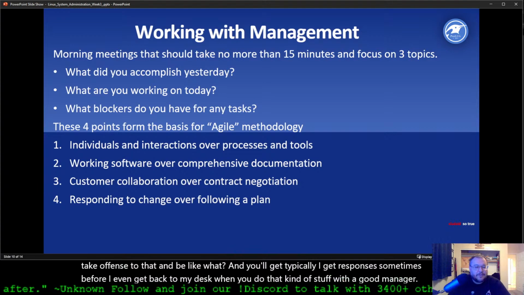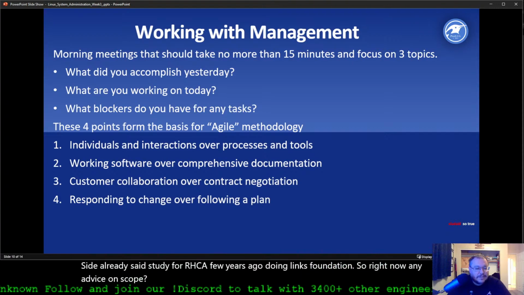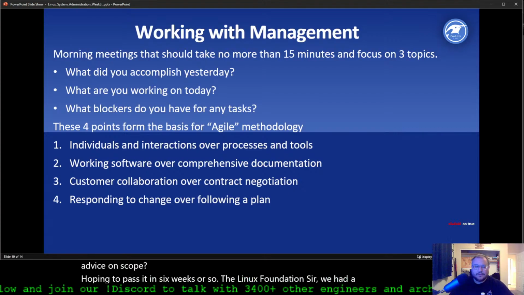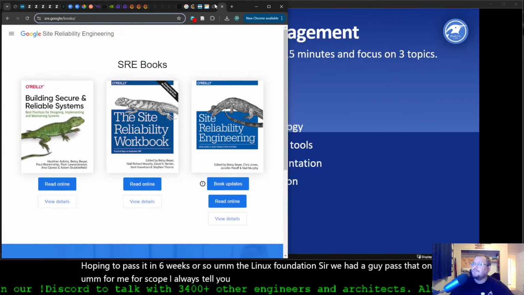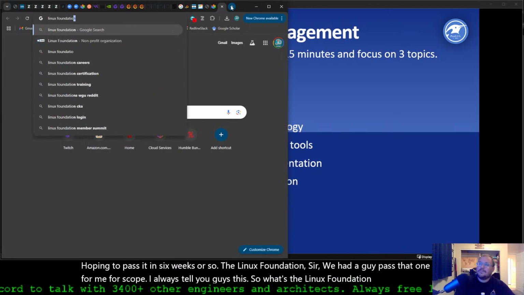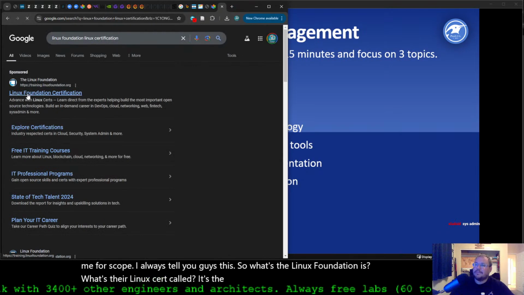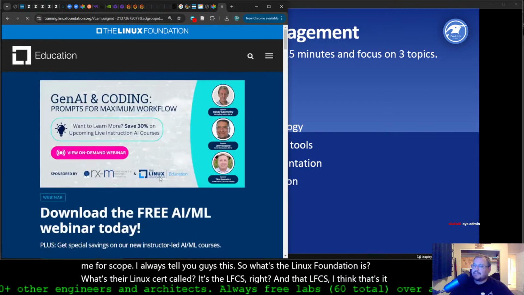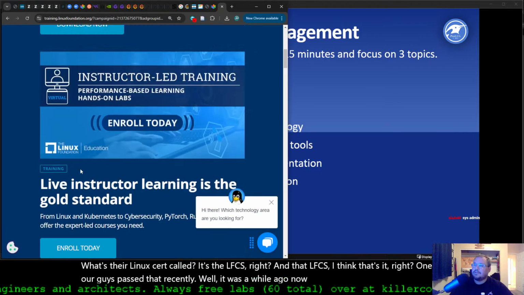Slidoid said, studied for RHC a few years ago, doing the Linux Foundation cert right now. Any advice on scope? Hoping to pass it in 6 weeks or so. The Linux Foundation cert, we had a guy pass that one. For me, for scope, I always tell you guys this. So, what's their Linux cert called? It's the LFCS, right? Isn't that LFCS? I think that's it, right? One of our guys passed that recently. Well, it was a while ago now, but yeah. That's it.